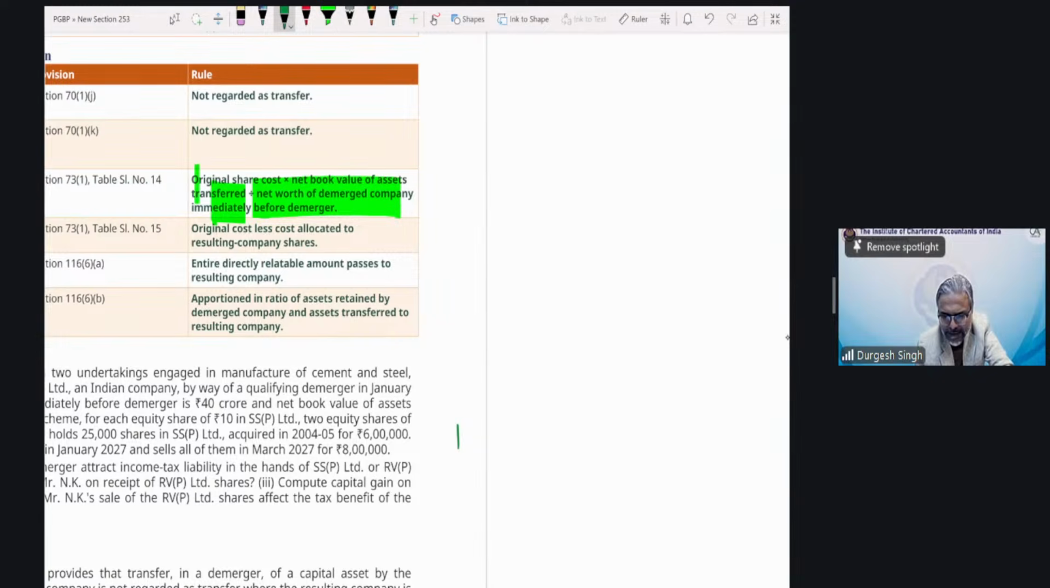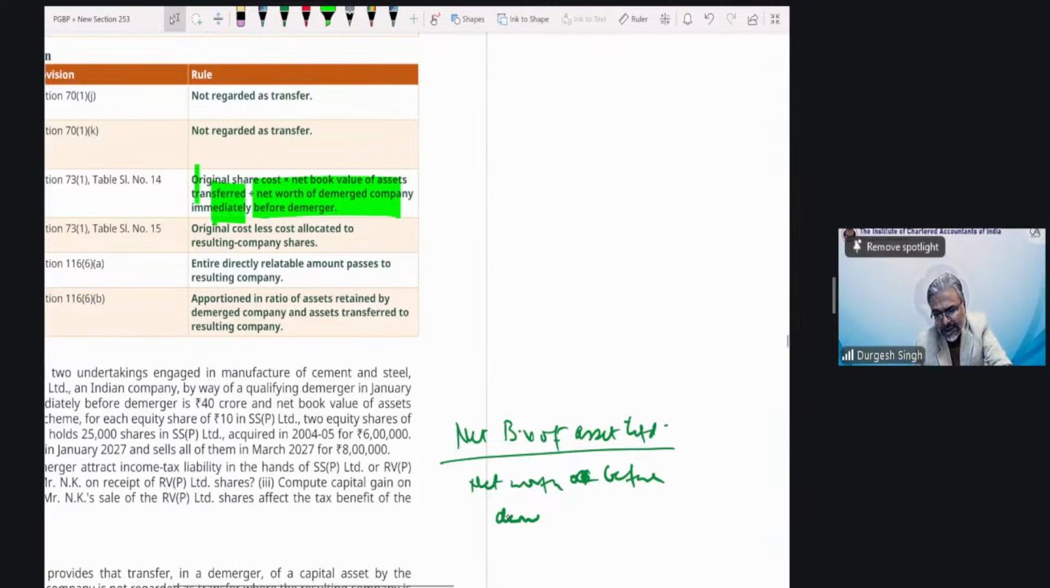By net book value of the asset which is transferred, divided by the net worth before demerger. By doing this, what exactly are you getting? A proportion of the assets of the division vis-a-vis the entire net worth of that old company. So net book value of the asset transferred divided by the net worth of that old company before division, and apply it on my actual cost of the entire shares which I have held.